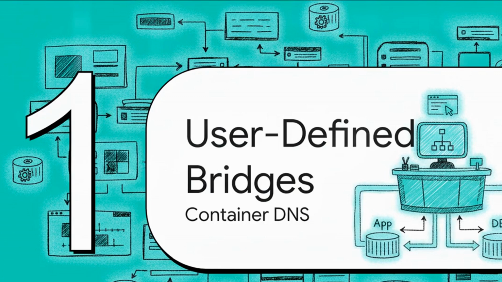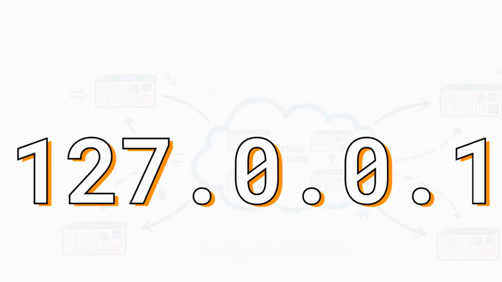All right, let's look at Section 1, User-Defined Bridges and Container DNS. Instead of that chaotic apartment building without a directory, what we really want is a luxury hotel front desk with a fully automated directory. And that is driven by this specific IP address, 127.0.0.11. This is Docker's embedded DNS resolver. If you poke around inside the /etc/resolv.conf file of literally any container on a user-defined network, you'll see this exact IP.